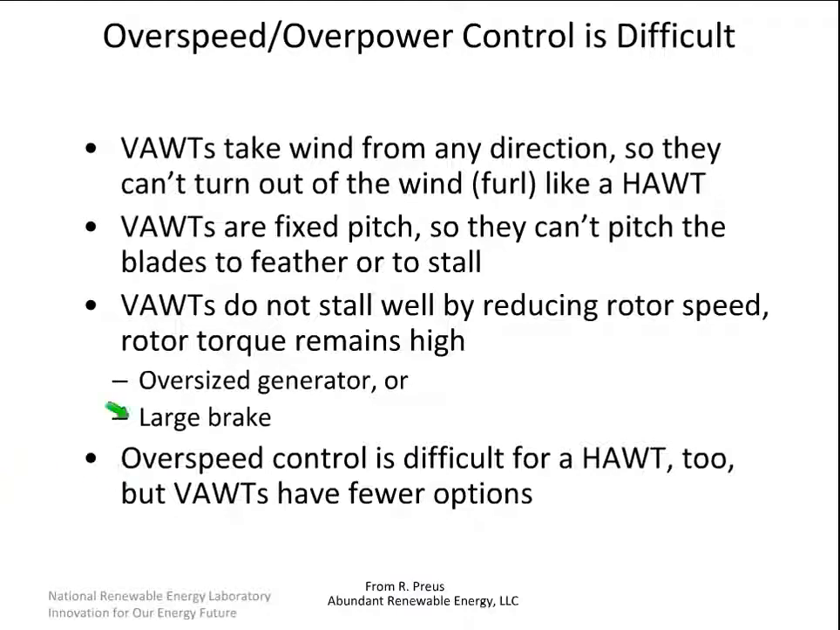Your options tend to be an oversized generator or a brake, both of which are in some ways more complicated than the passive technologies that I just showed in aerodynamic stall and furling. It's not to say that horizontal axis turbines don't have difficulty in overspeed protection. Overspeed protection is a challenge for all turbines, but there are just not as many options when it comes to a vertical axis turbine. And that's one reason, along with the efficiencies and other things I was talking about, that explains why horizontal axis wind turbines have become the predominant turbine design.